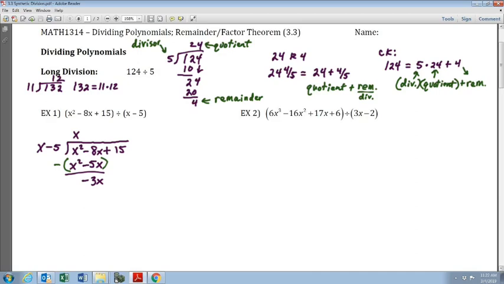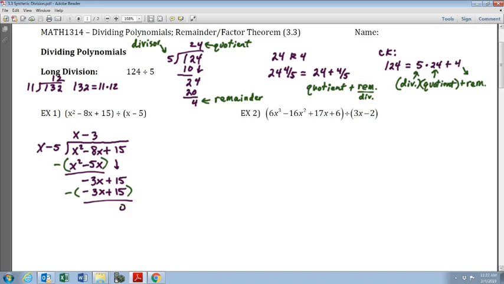And then just like we brought the 4 down up above, we're going to bring down the plus 15. And now we'll start again. We'll ask ourselves, what times x is going to give us this negative 3x here? And of course that would be negative 3. And then multiply negative 3 times x minus 5, you're going to get negative 3x. And negative 3 times negative 5 gives you a plus 15. Now notice here, these are exactly the same, so we should get 0 here.